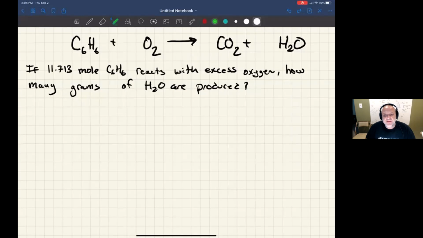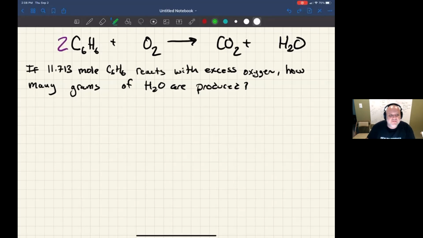And that would get me then 3 in front of the water on the product side. 2 times 3 is 6, and now carbons and hydrogens would be balanced. But then I would have 2 oxygens on the reactant side, and I would have 5 oxygens on the product side. And so that's an even-odd situation.